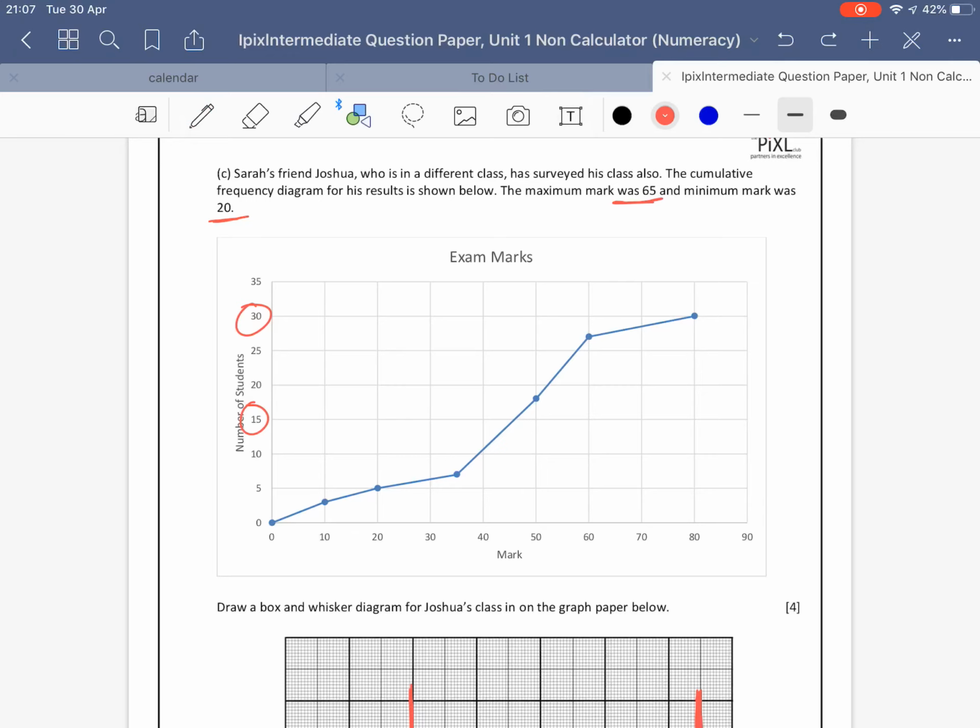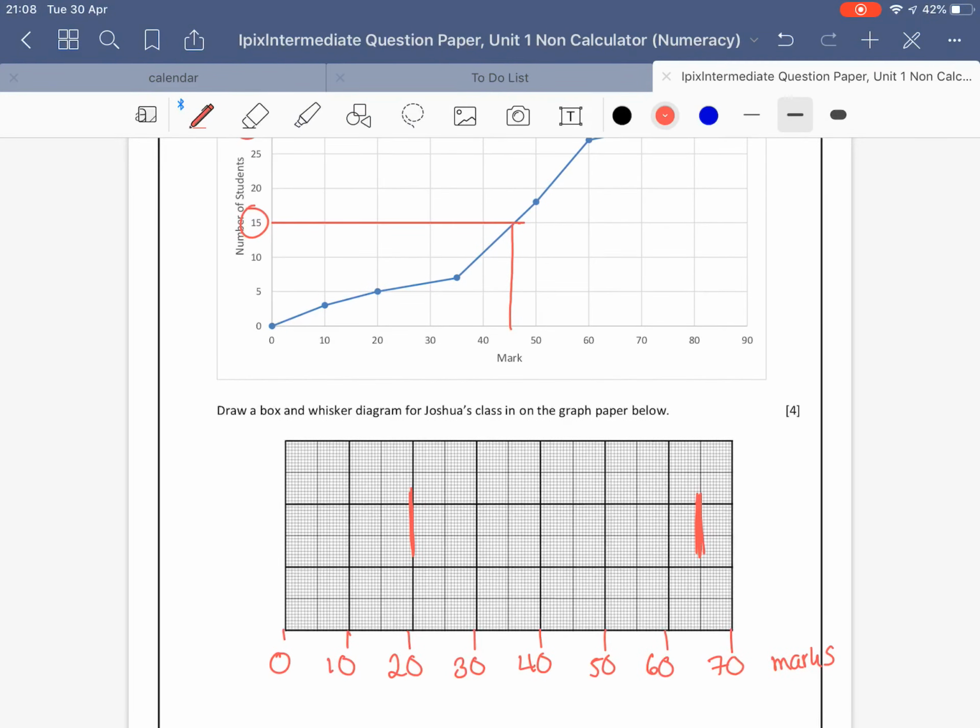I have a ruler on this app. What am I even doing? Go across 15 and then down. That's not a nice straight line, is it? This is why I don't like technology. Okay, let's freehand it. So down there, let's say that's smack bang in the middle. We'll say 45. So this is our median here, 45.